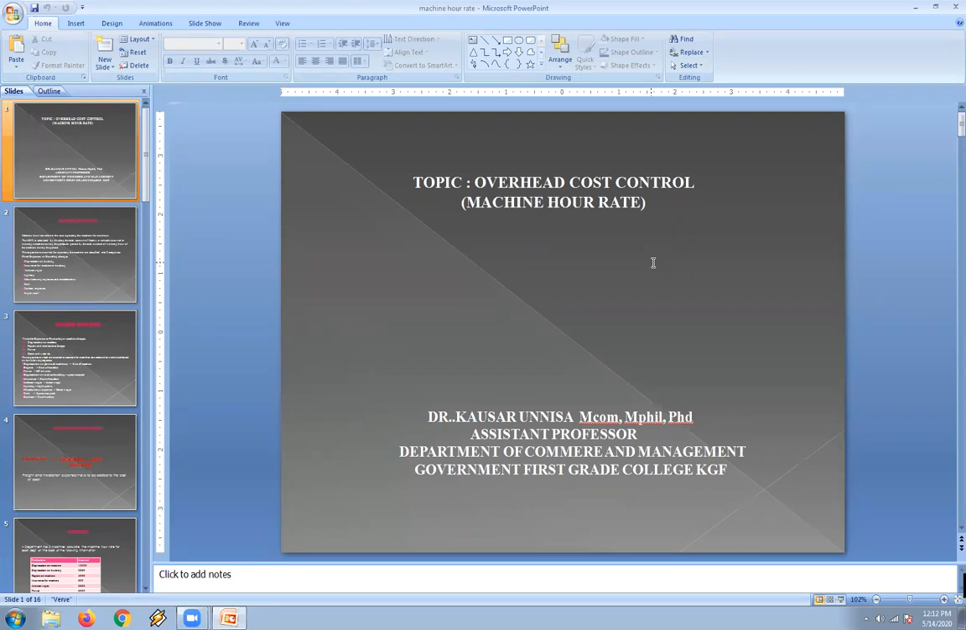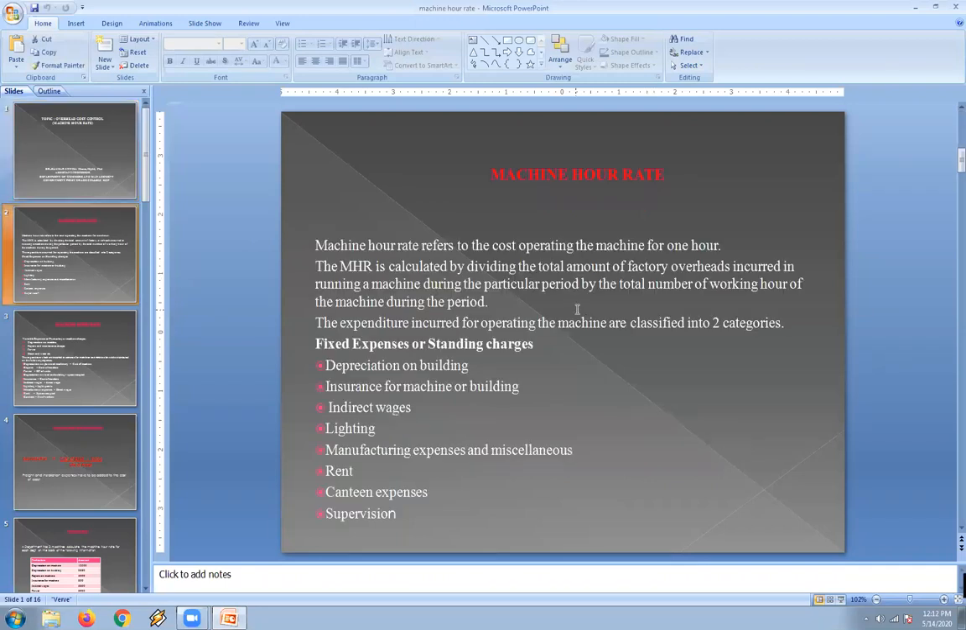I'm going to have a class on machine hour rate. So let us see what we mean by this machine hour rate. Machine hour rate is nothing but the cost of operating the machine for 1 hour. The machine hour rate is calculated by dividing the total amount of factory overheads incurred in running the machine in a particular period by the total number of working hours of the machine during the period.